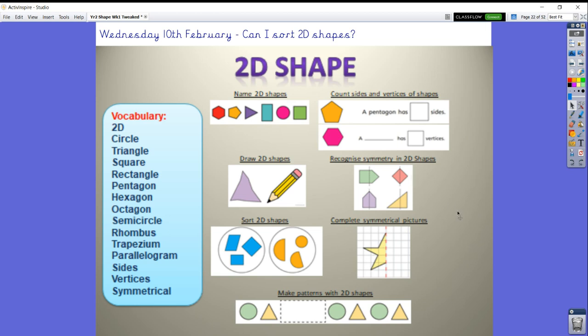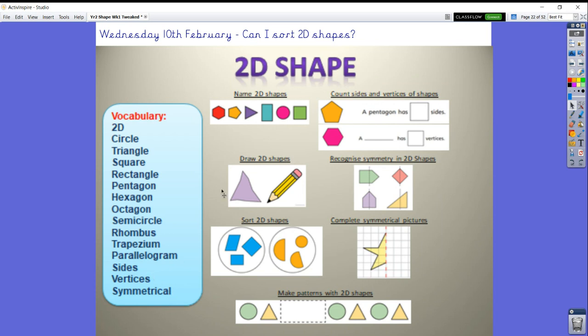So today we're looking at sorting our 2D shapes. So would you like to help me read our vocabulary today, please? So we've got 2D, circle, triangle, square, rectangle, pentagon, hexagon, octagon, semicircle, rhombus, trapezium, parallelogram, sides, vertices, and symmetrical.